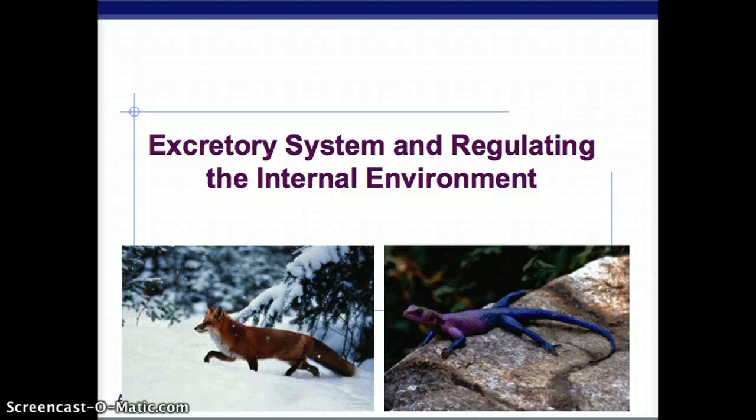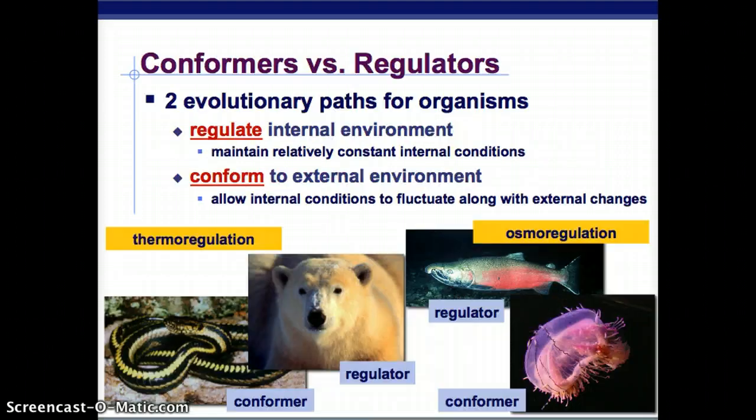Today we're going to be talking about the excretory system and regulating the internal environment, which is closely related to the excretory system. First off, we have conformers versus regulators. There are two paths for organisms. One is they can regulate their internal environment, so they have pretty constant internal conditions, or they can conform to their external environment, allow their internal conditions to fluctuate along with external changes.